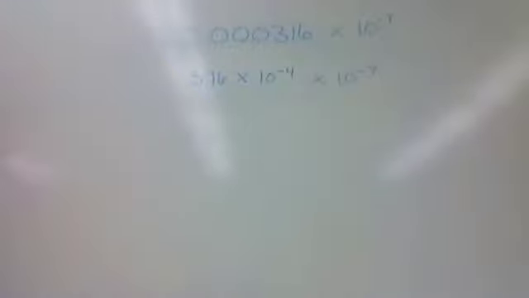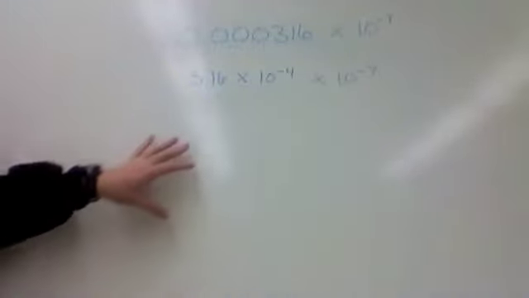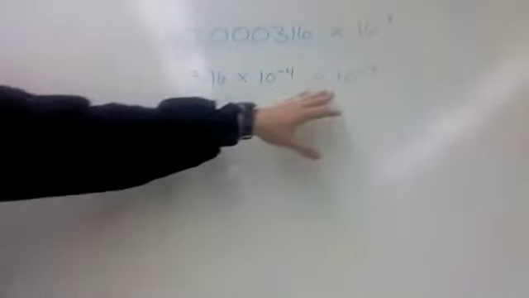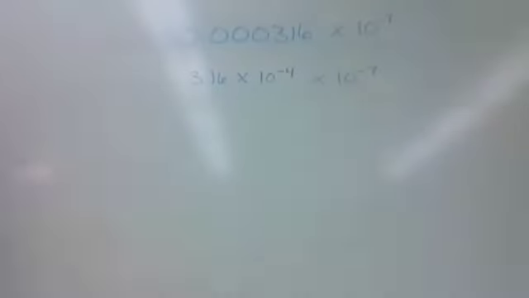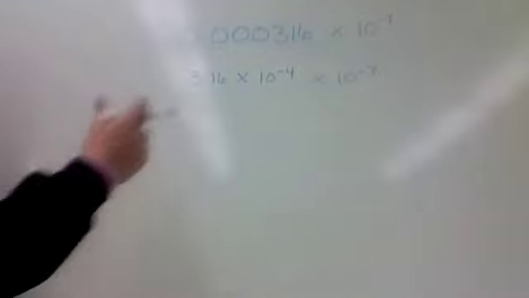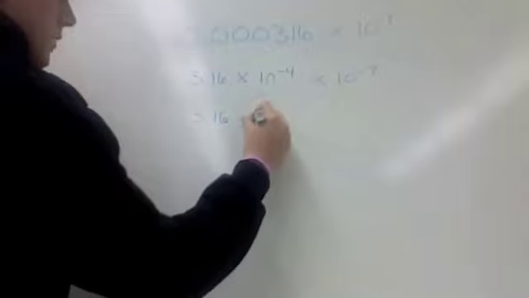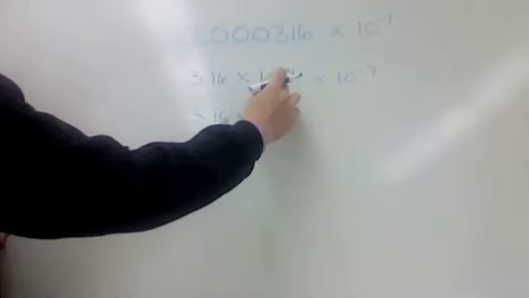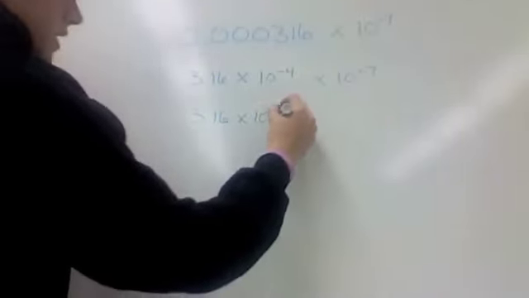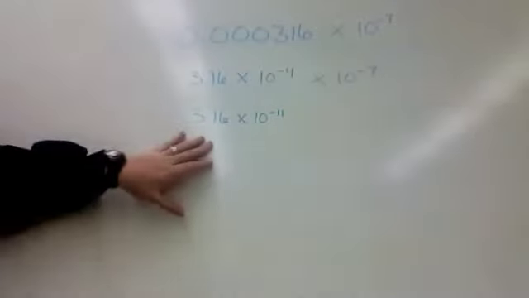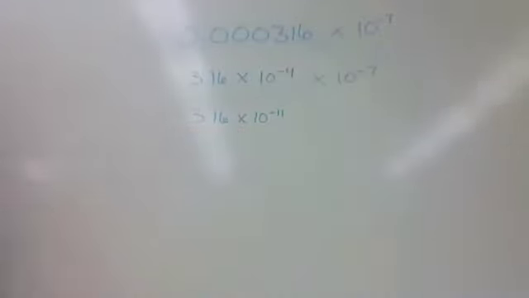Now that we've got this, just like we've done in the past with like terms, we see we have a 10 to the negative 4th times a 10 to the negative 7th. What do we do when we multiply exponents with the same base? We add them together. So we get 3.16 times 10, and we add our exponents: negative 4 plus negative 7 is negative 11. And we get a final answer of 3.16 times 10 to the negative 11th power.